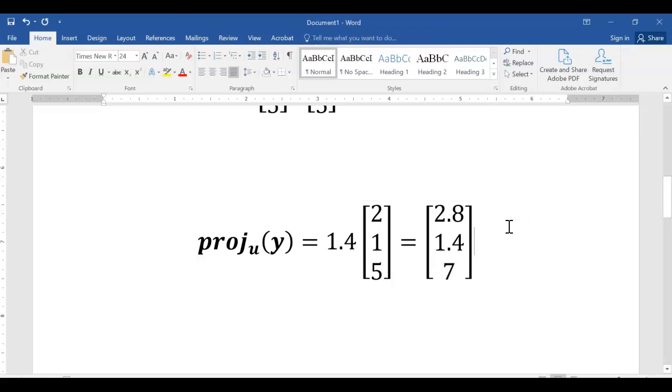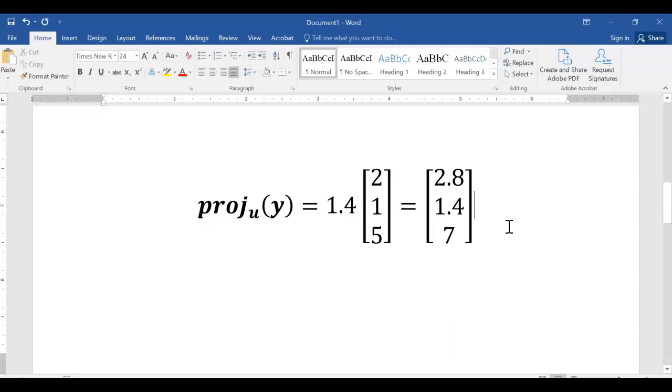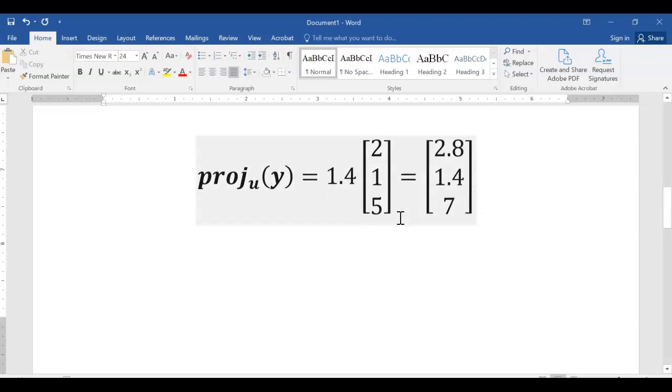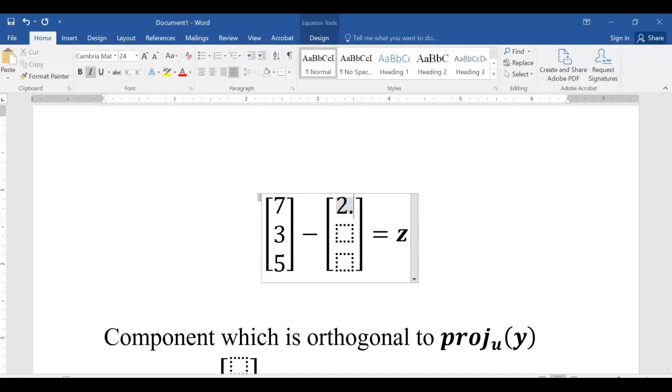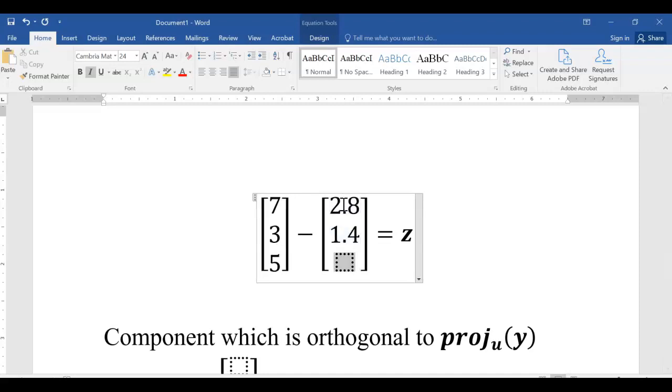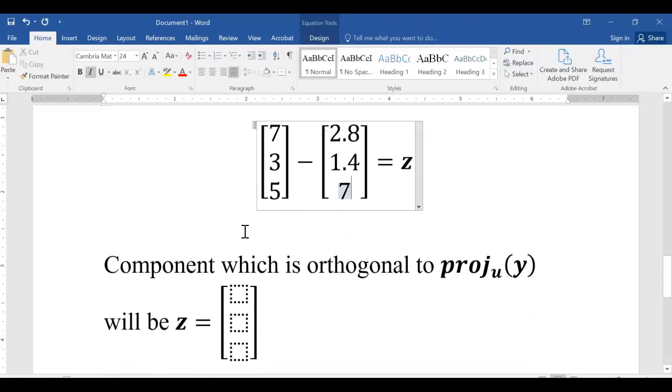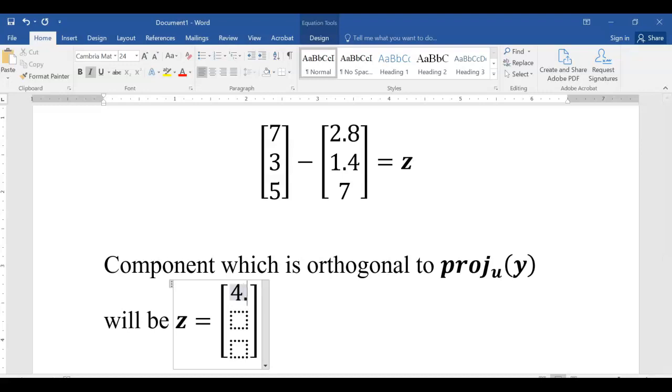Now if you want to find the component that is orthogonal to this one, all we have to do is take our original vector y and subtract off the 2.8, 1.4, and 7. And what we'll see there is z is going to have first entry as 4.2, second entry as 1.6, and my last entry is going to be negative 2.